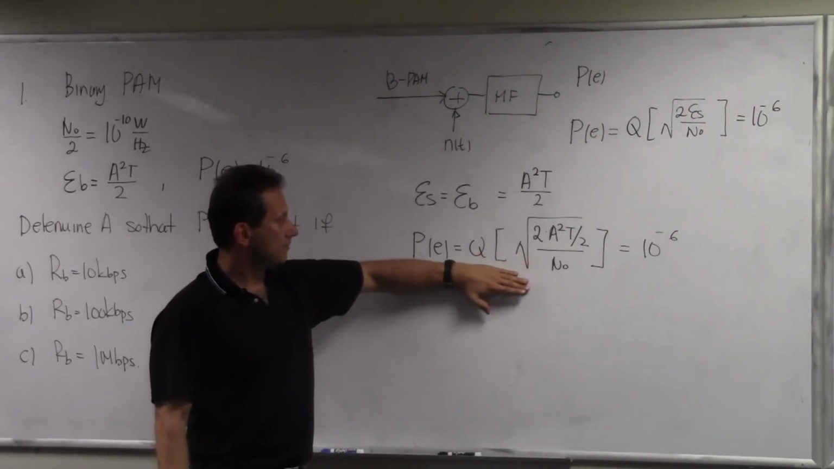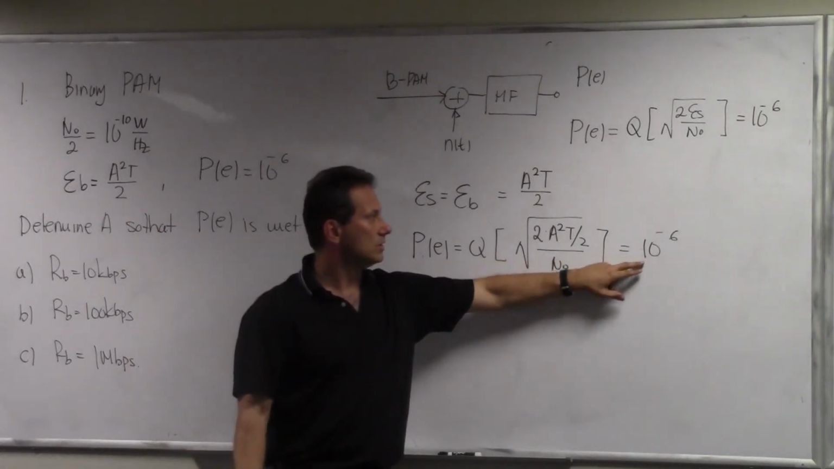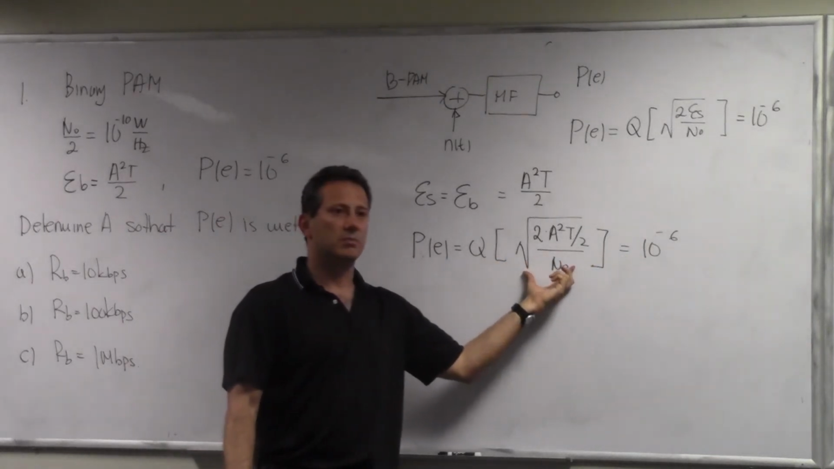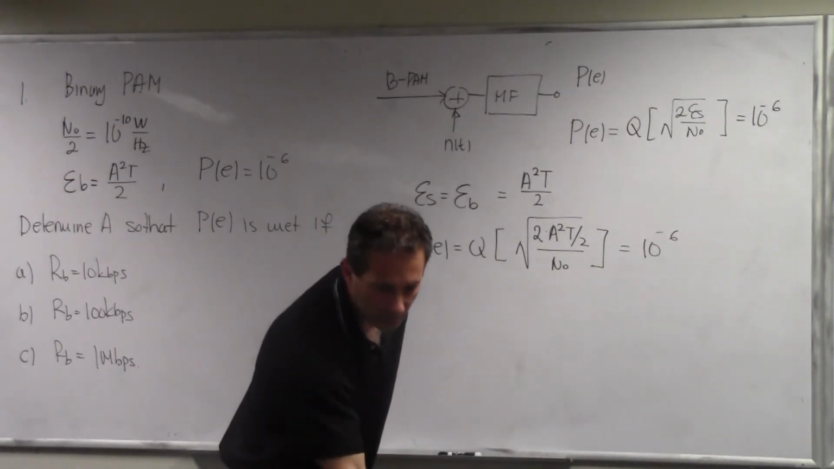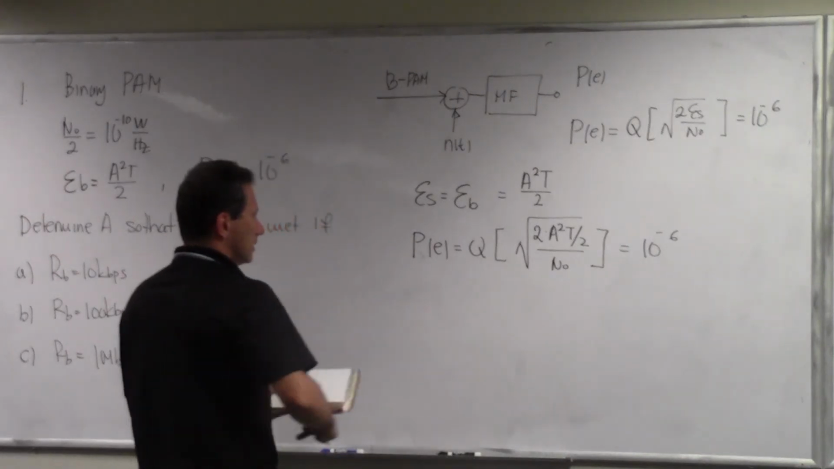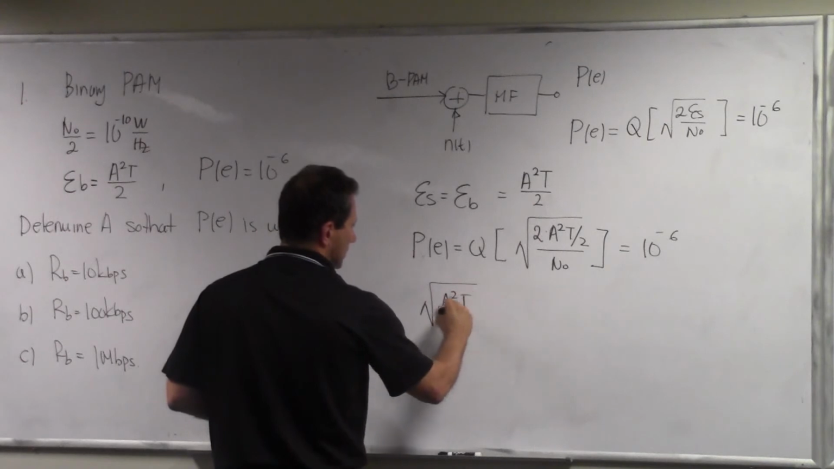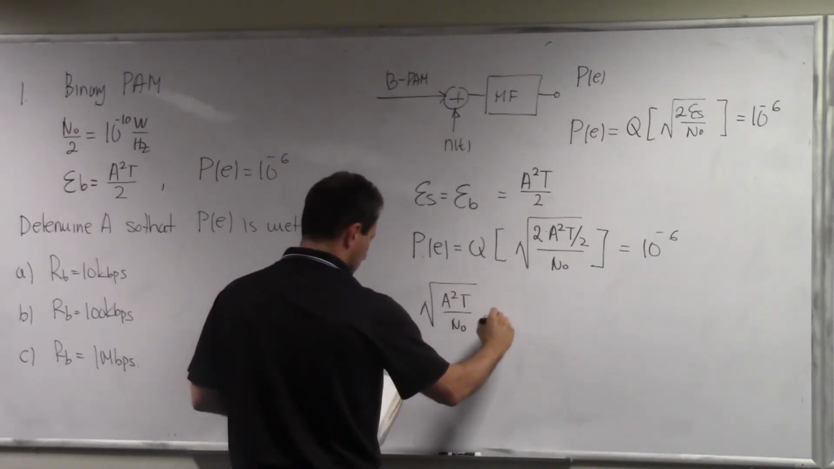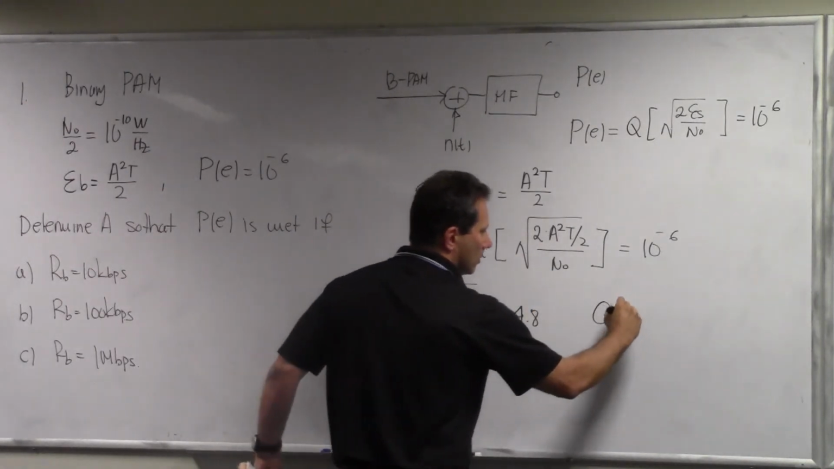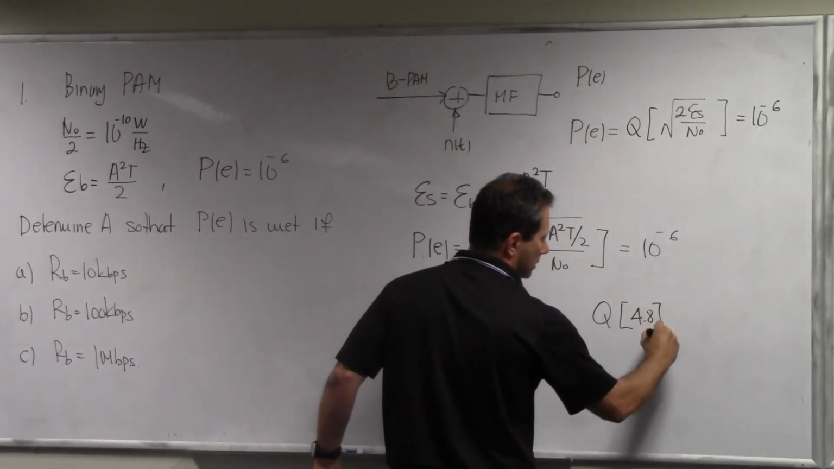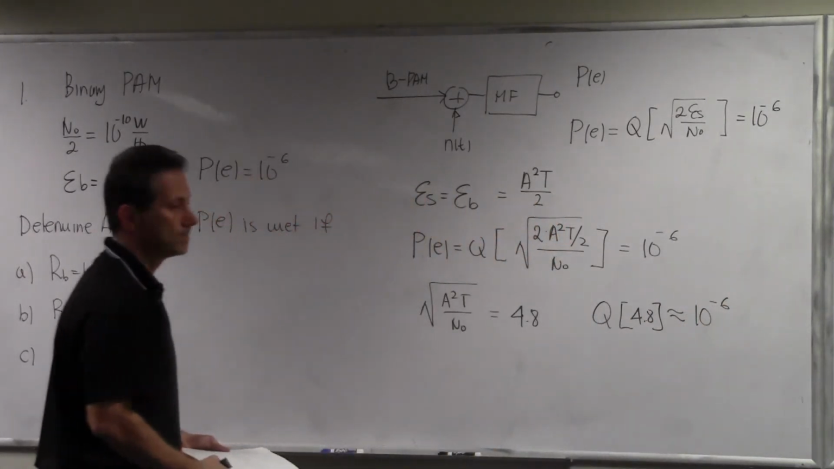We have a Q table that will allow us to determine what this argument should be so that the value is 10 to the minus 6. If you go to the Q table, you can calculate that this argument, which is square root of A squared T over N0, needs to be equal to 4.8. In other words, Q of 4.8 is approximately 10 to the minus 6. Okay?